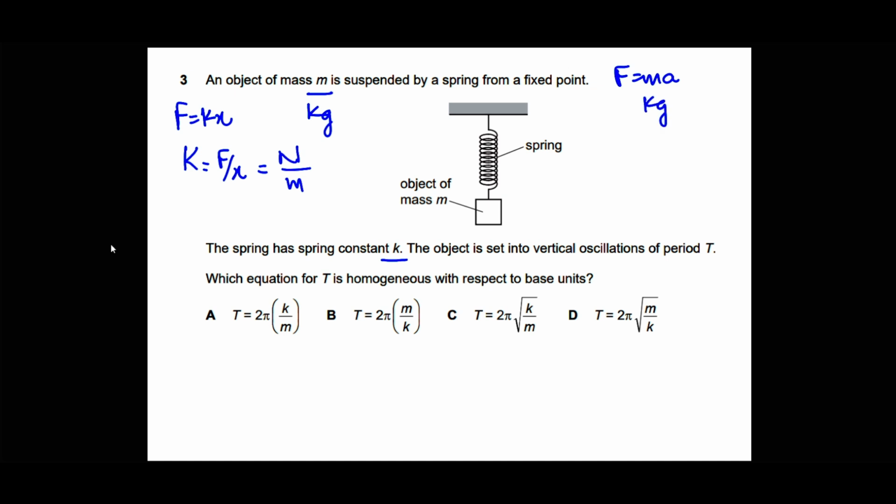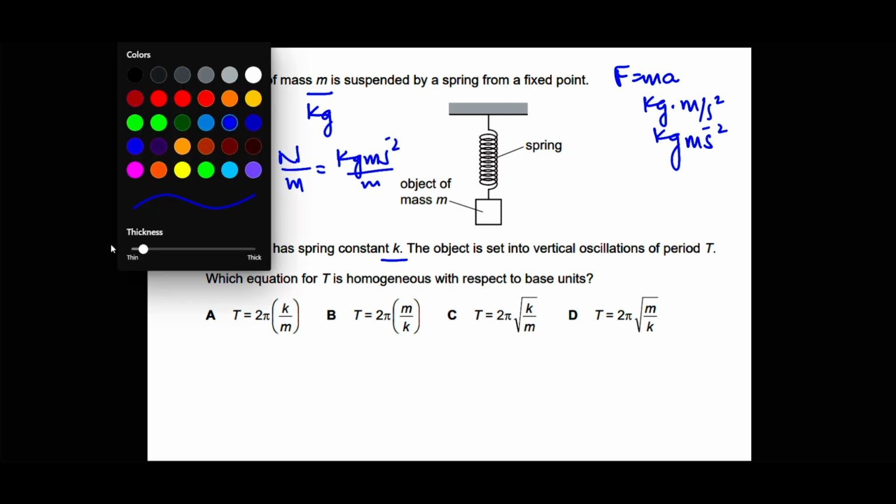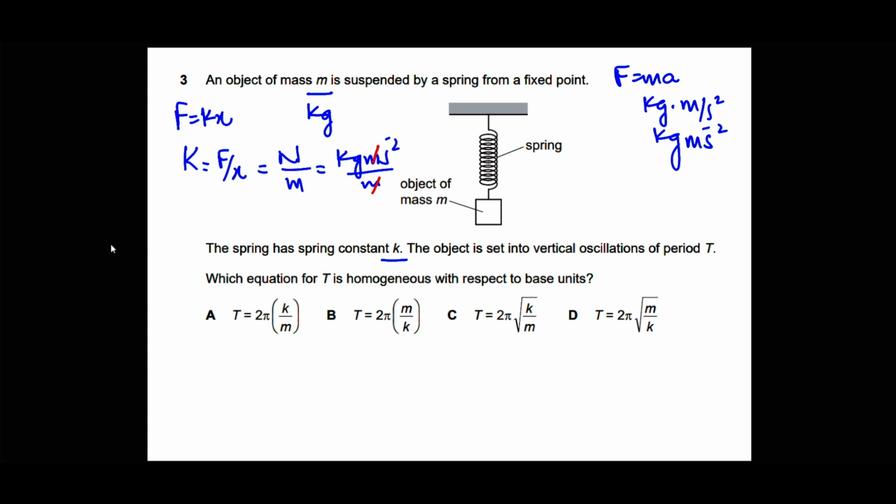So that will be kg times acceleration, which is meters per second square, which can be written as kg m s^-2, right? So replacing Newton with kg m s^-2 divided by m, the length cancels out, so we are left with kg s^-2. So this should be the base units of the spring constant. Then for mass, we have kilograms. He's asking us which equation out of these four options will represent the time period of the oscillating mass.